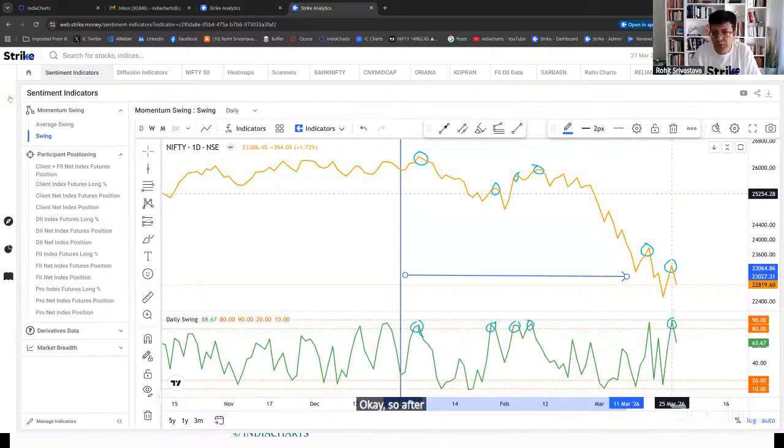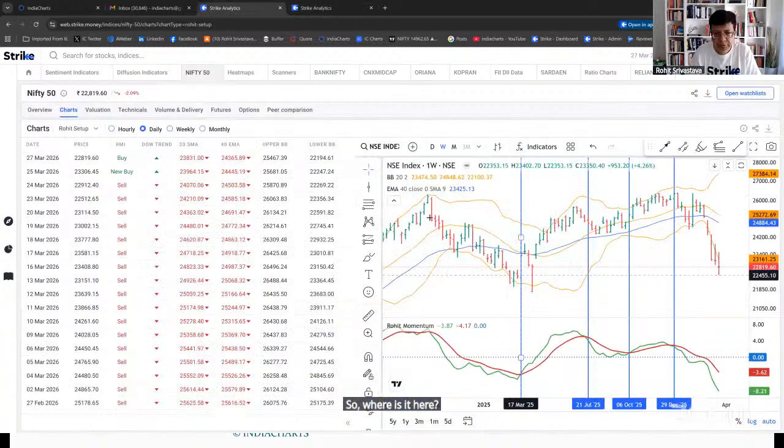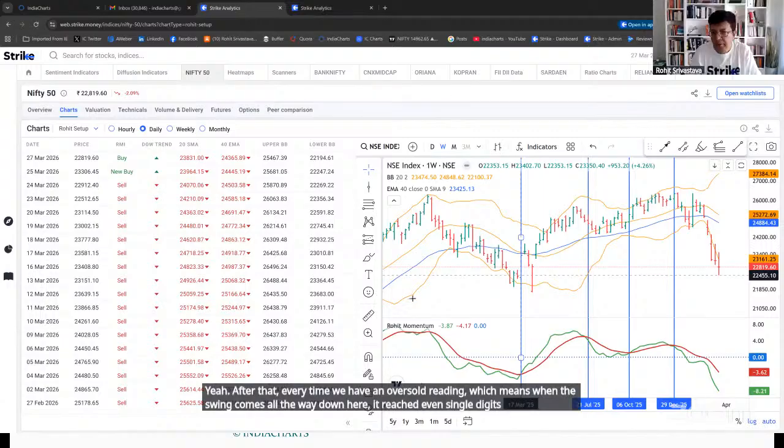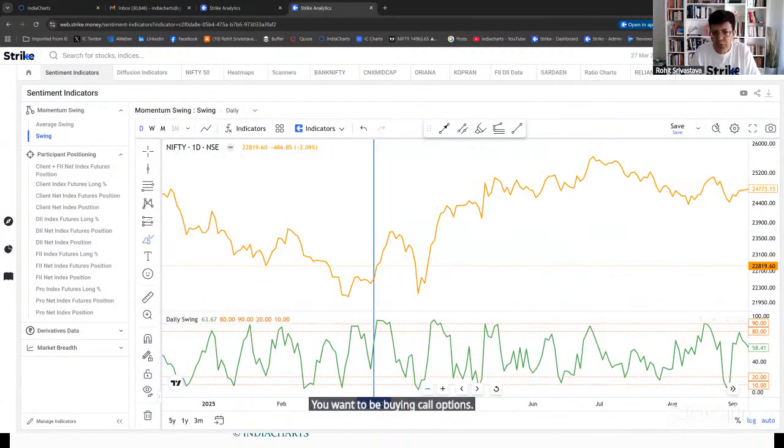After the 17th of March, every time we have an oversold reading, which means when the swing comes all the way down here, it reached even single digits and then starts to turn up, you want to be buying call options. So that means out here.